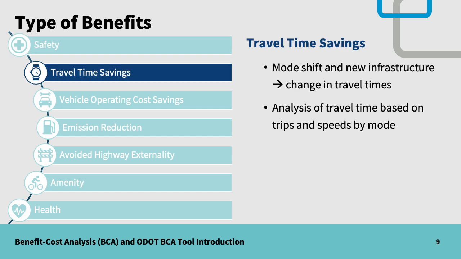Travel time savings. New improvements can lead to people switching from driving to walking or biking. We call this mode shift, and it results in changes in trip times. We measure travel time for trips based on speeds and modes.